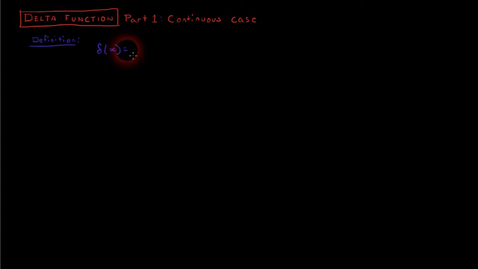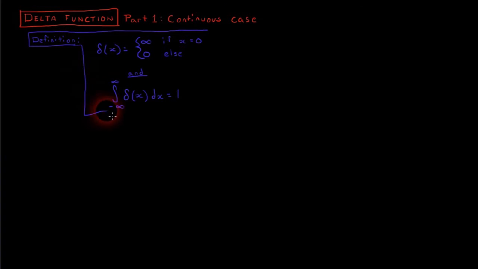In continuous time, the definition comes in two parts. First, we say delta of x is equal to infinity if x is equal to 0, and 0 else. Then we say the integral from negative infinity to infinity of delta of x with respect to x is equal to 1. The delta function is not strictly a function, but it doesn't seem to really matter in application as long as you observe the definition.